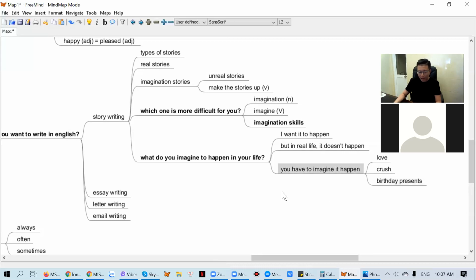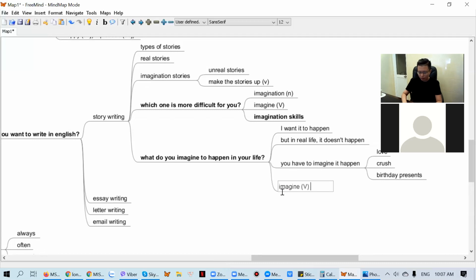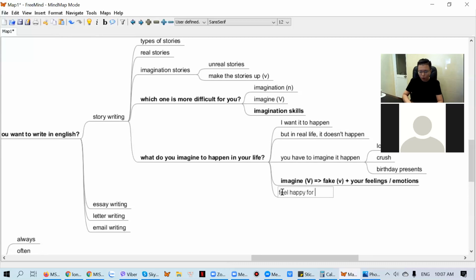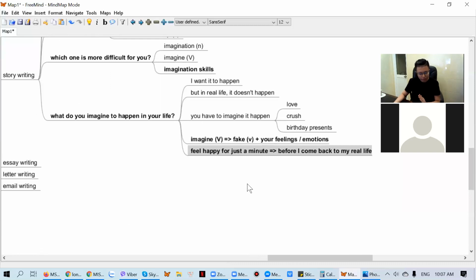So here, when you imagine something, the only reason is because you want to fake your emotions. You want to feel happy for just a minute before I come back to my real life. Yeah, so right here, please, Vân, think about your feelings. I want to hear you talking about something that you wanted to happen, but it doesn't happen. So you must imagine that it happens.